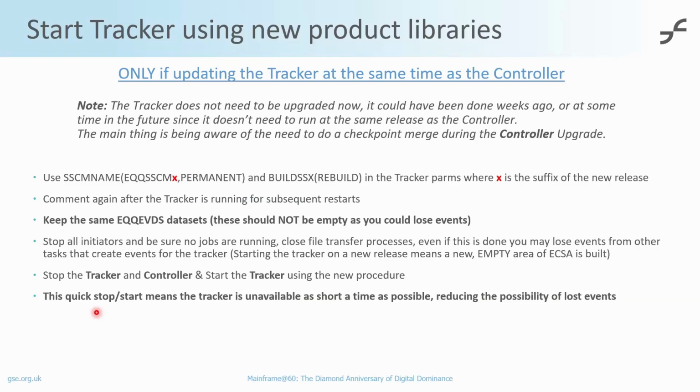And as I was saying, we want to reduce the possibility of losing events. This is why we need to do this as quickly as possible. So this quick stop and start means that there's just a little risk of losing events. But as I was saying, the preferred method is to do it in a separate time window by doing an IPL. That's the only way to ensure that you won't lose any events. We will see it later. So let's move on with the controller upgrade.